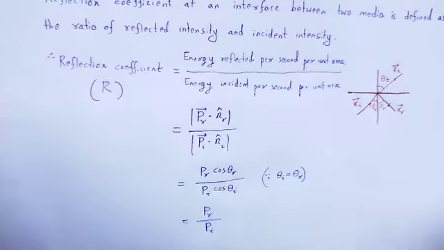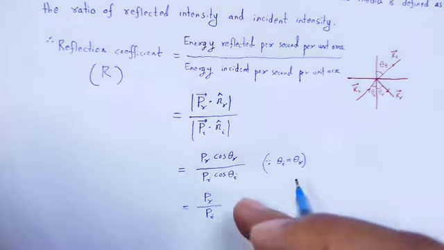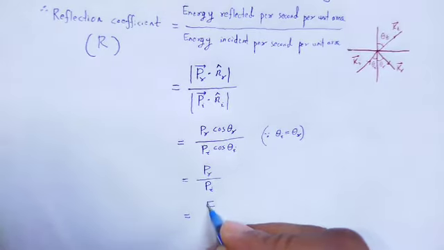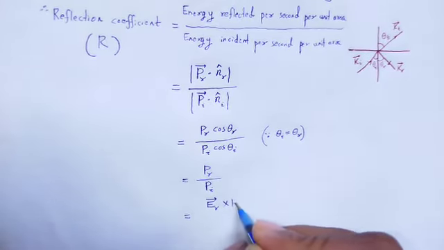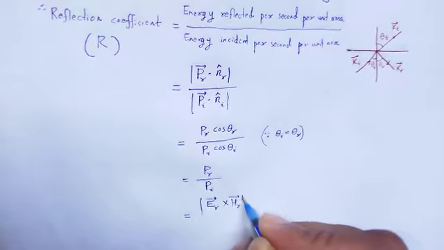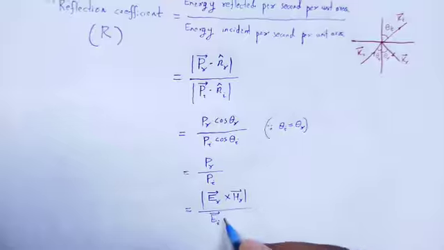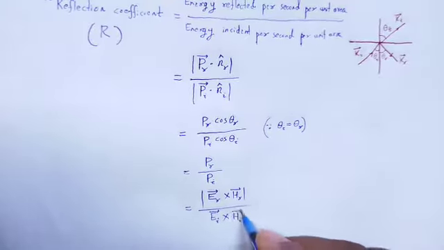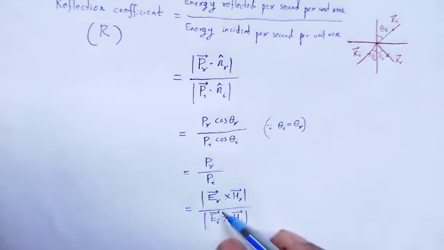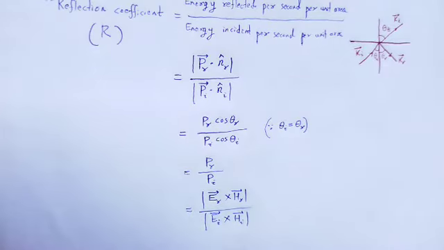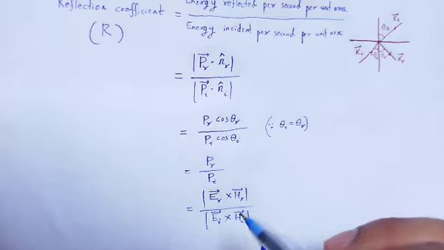What is P r? P r is the average energy under the Poynting vector, and in mathematical form, that is nothing but the magnitude of the cross product of E r cross H r, divided by, for P I, that is incident, E I cross H I magnitude, incident electric field and incident magnetic field, its cross product, with the values of P r and P I respectively. How to evaluate that cross product magnitude?